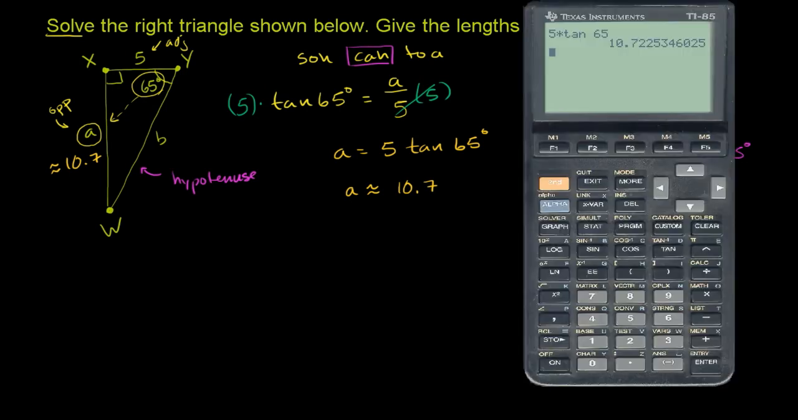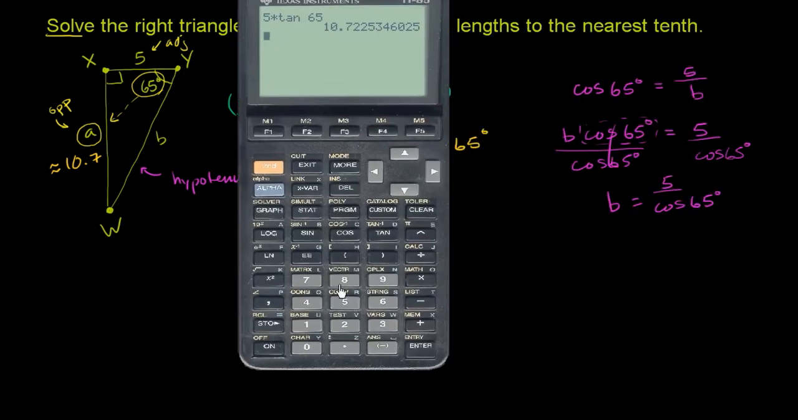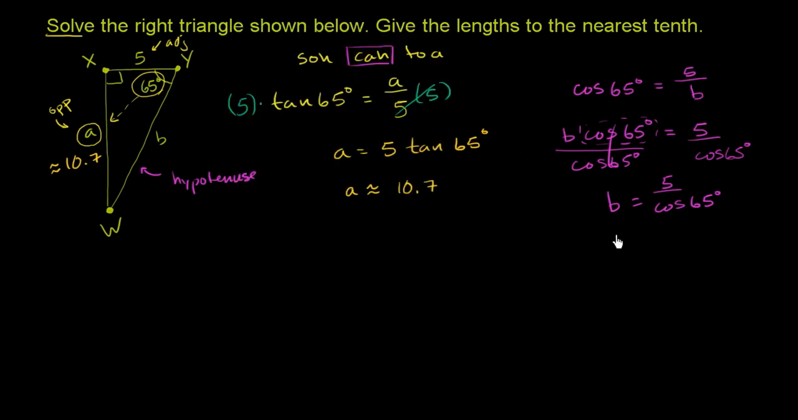So let us now use our calculator to figure out the length of b. Length of b is 5 divided by cosine of 65 degrees. And I get, if I round to the nearest tenth, 11.8. So b is approximately equal to, rounded to the nearest tenth, 11.8. And then we're almost done solving this right triangle. And you could have figured this out using the Pythagorean theorem as well, saying that 5 squared plus 10.7 squared should be equal to b squared, and hopefully you would get the exact same answer.